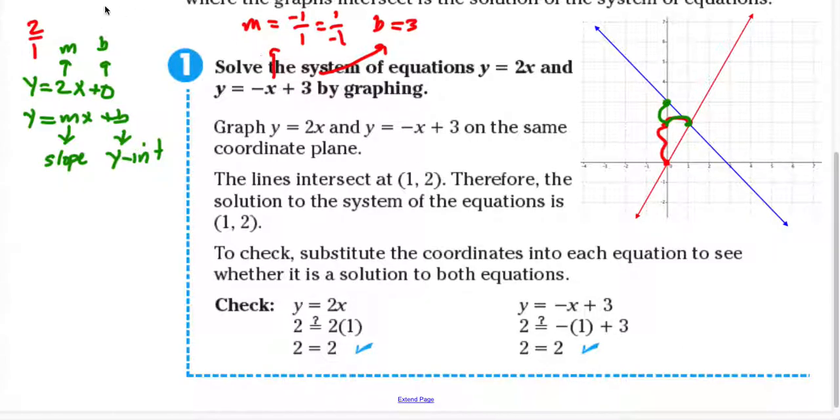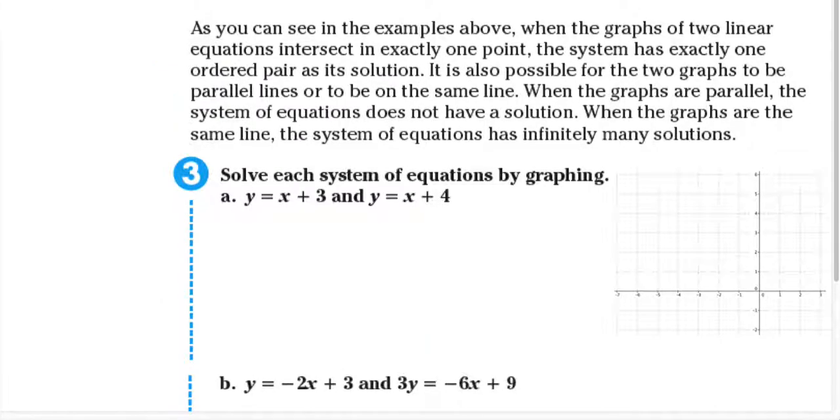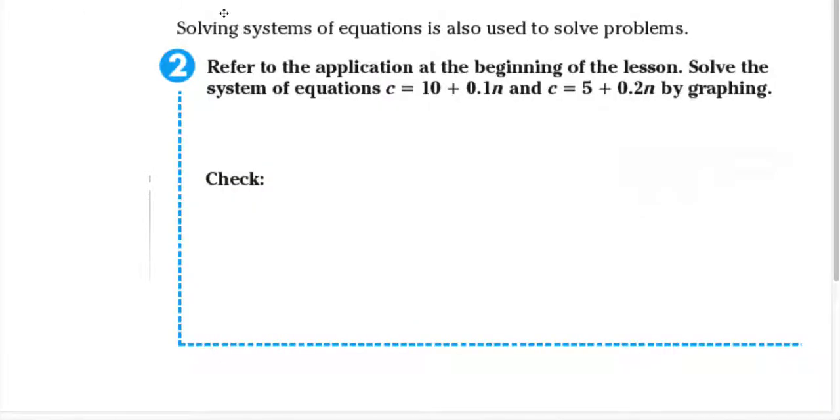Let's take a look at example number 2. Solving systems of equations can also be used to solve problems, and let's refer to the application at the beginning of the lesson for this one. Solve the system of equations c equals 10 plus 0.1n, and c equals 5 plus 0.2n by graphing. We will use GeoGebra and Excel to graph the system of equations.